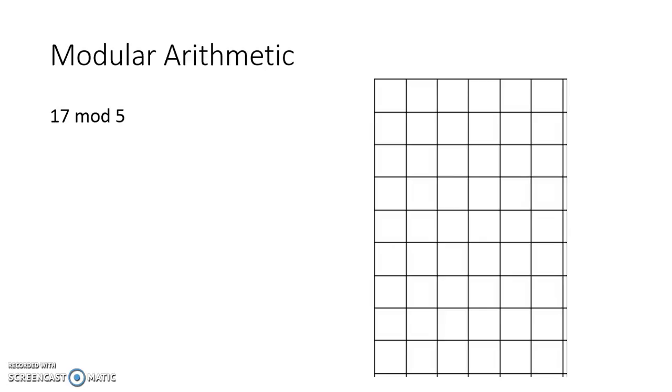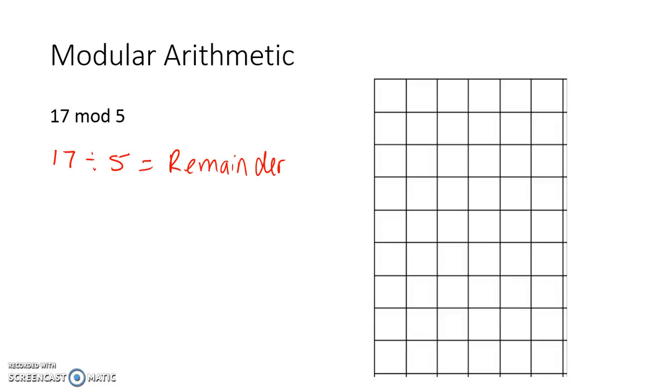So how does this apply to modular arithmetic? Well, when you have a problem like the one here, 17 mod 5, all that's telling you to do is to take 17 and divide it by 5, and your answer is going to be the remainder. So you don't really care how many times 5 goes into 17 evenly. You just want to know, after I put 5 into 17 evenly, what's left over.